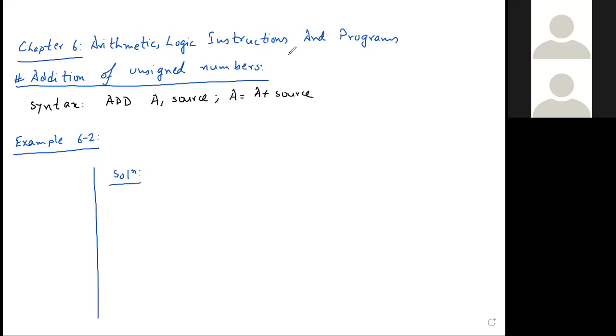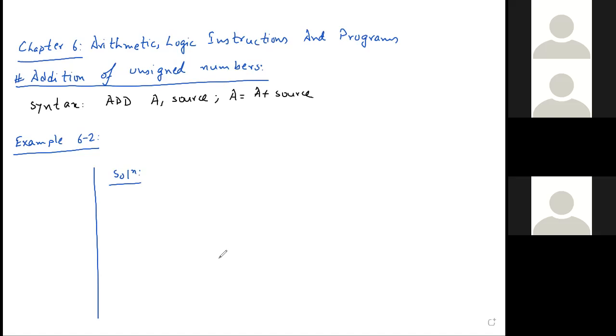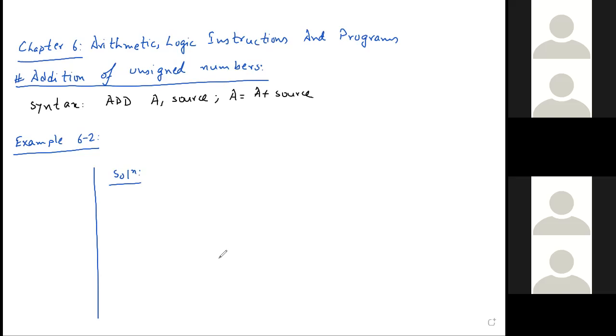So at the outset of chapter 6, let's see. What do you mean by unsigned numbers? Anyone? What is the meaning of unsigned numbers? Sir, positive numbers. Positive numbers. So the name says unsigned, but you used a sign. Sir, there is no sign bit incorporated. Okay. There is no sign bit incorporated.